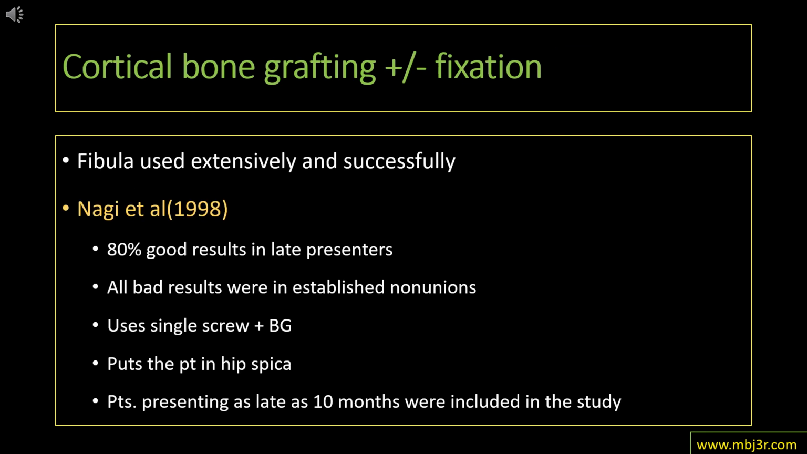Cortical bone grafting plus or minus fixation. The fibula is used extensively and successfully. Nagy et al. in 1998 reported 80% good results in the late presenters. All bad results were in non-unions. It uses a single screw plus bone grafting, and a hip spica is applied. Patients presenting as late as 10 months were included in the study.